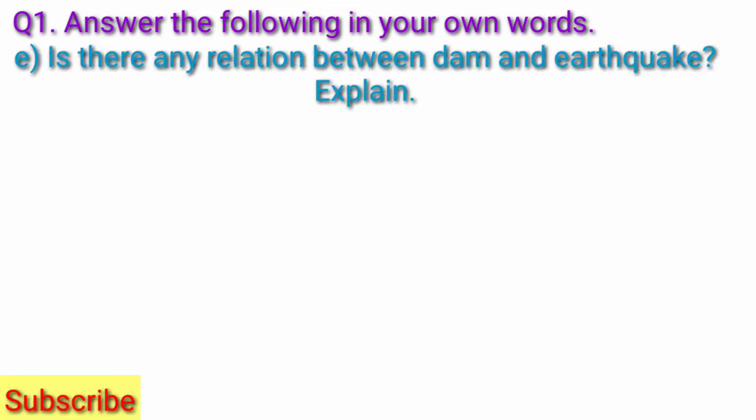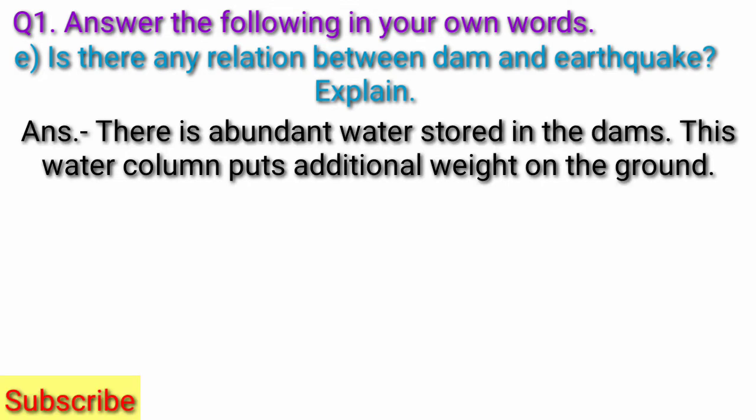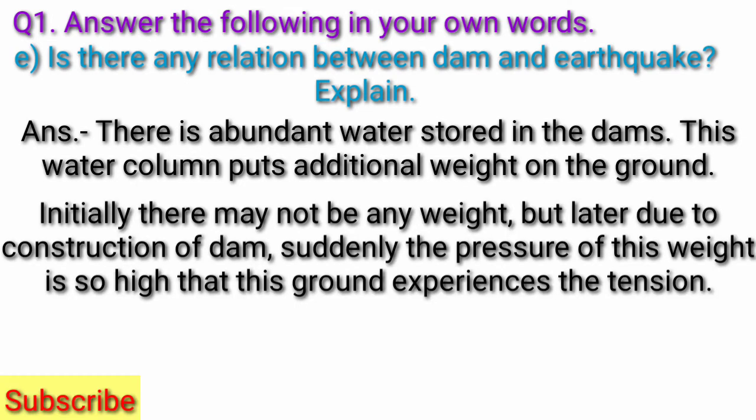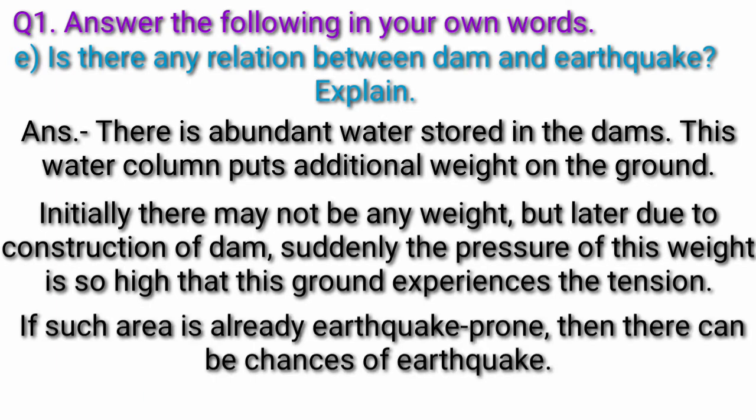Question E. Is there any relation between dam and earthquake? Explain. Answer. There is abundant water stored in the dams. This water column puts additional weight on the ground. Initially there may not be any weight, but later, due to construction of dam, suddenly the pressure of this weight is so high that this ground experiences the tension. If such area is already earthquake prone, then there can be chances of earthquake.